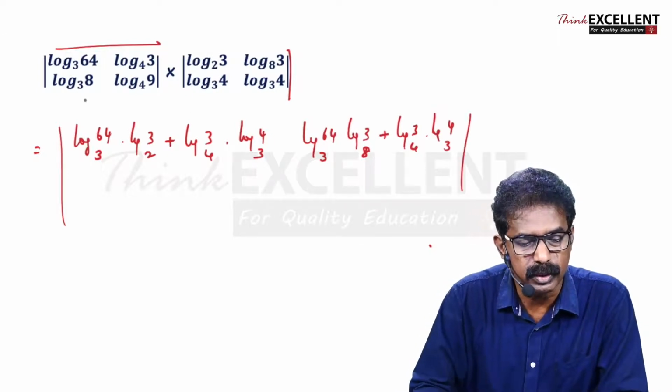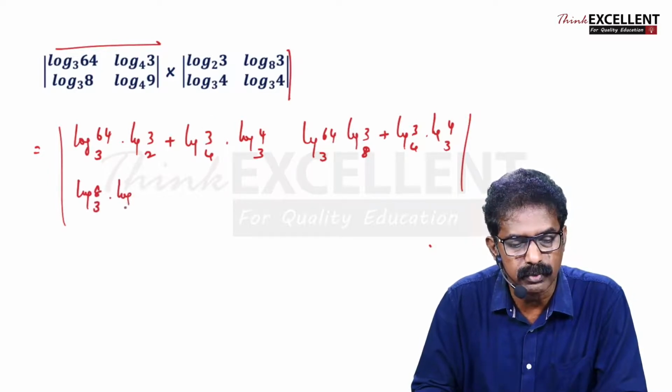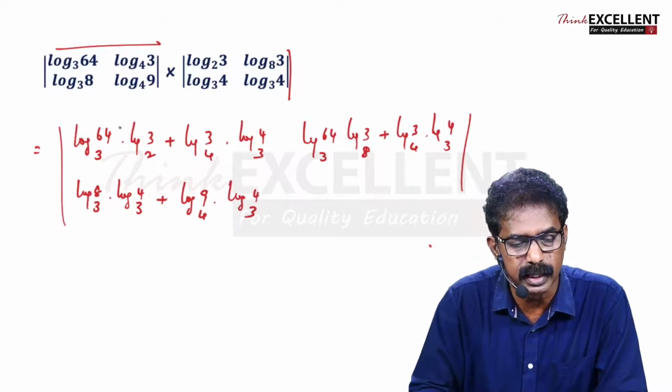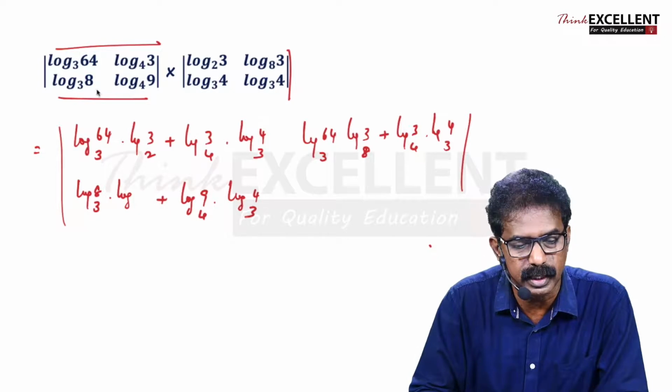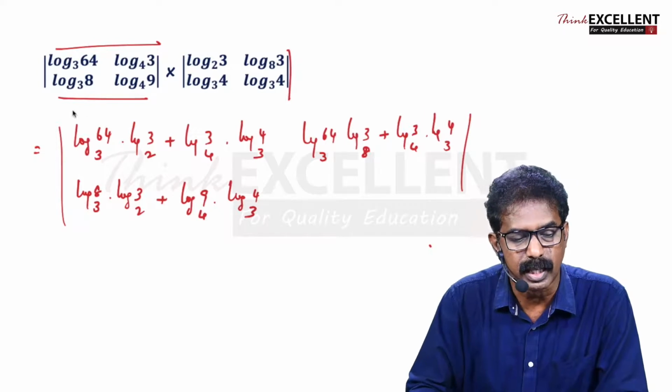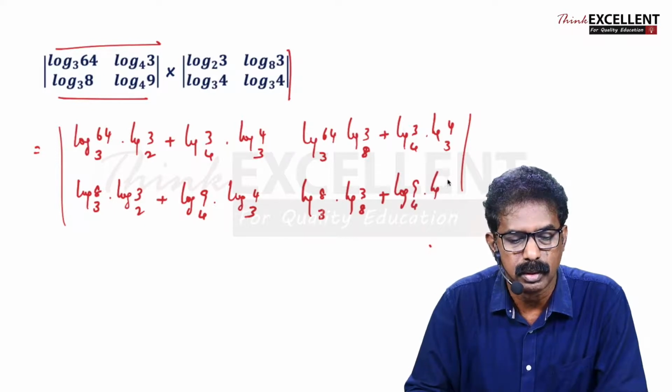Now come to the second row. Second row, first column: log 8 to the base 3 into log 3 to the base 2 plus log 9 to the base 4 into log 4 to the base 3. Please listen again. Now the last one, second row, second column: log 8 to the base 3 into log 3 to the base 8 plus log 9 to the base 4 into log 4 to the base 3.